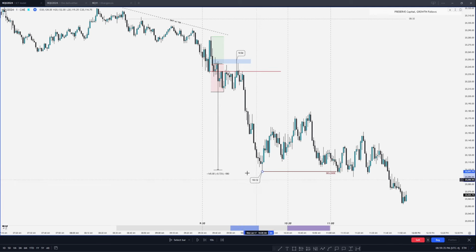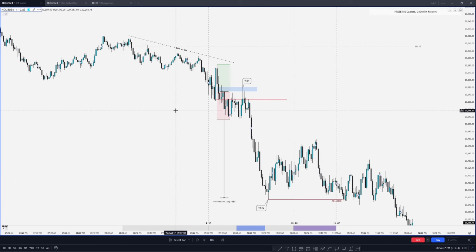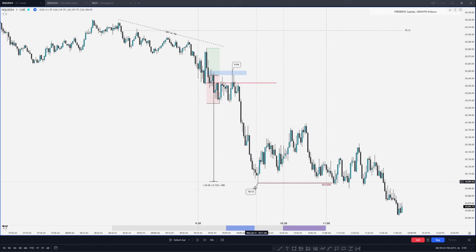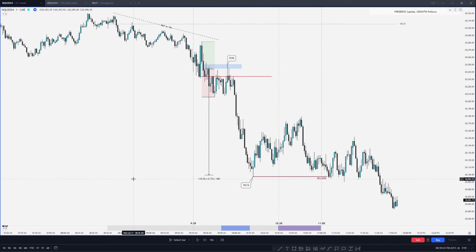Well, we already have our manipulation. We already had the SMT. We already had a macro entry. So we need to put in a low within a 15-minute or 60-minute PD array at that time.